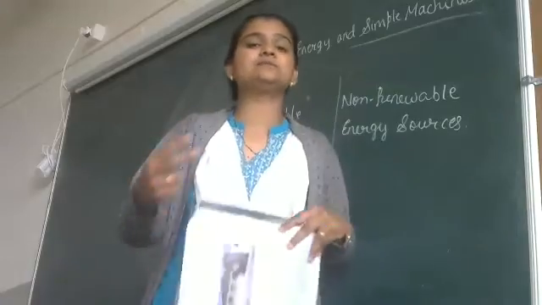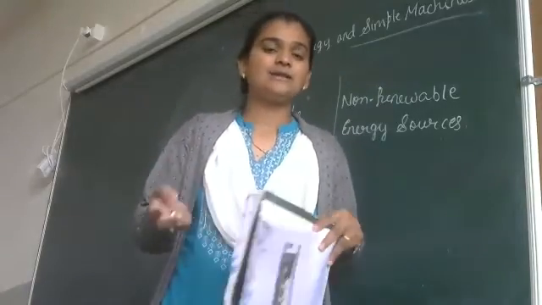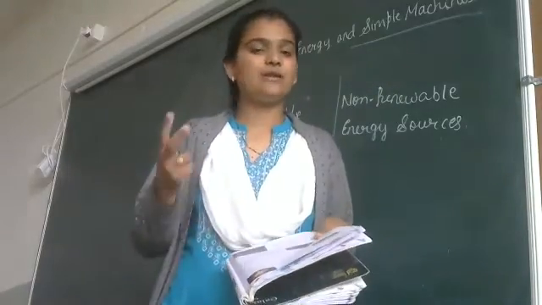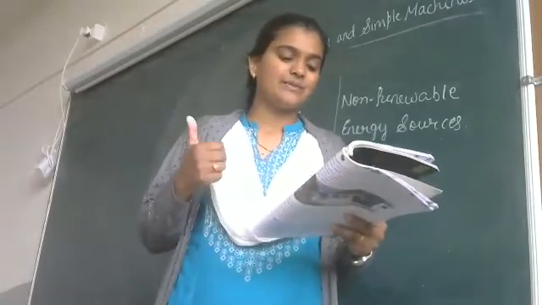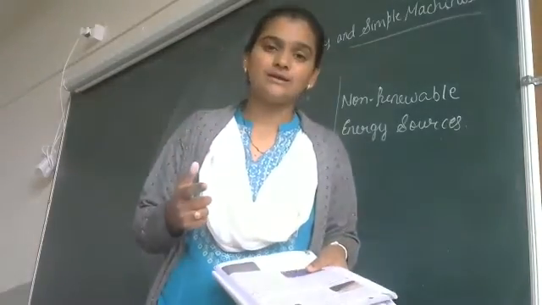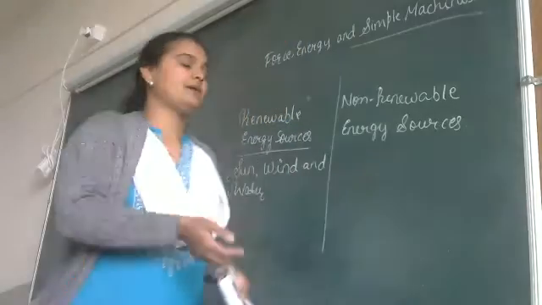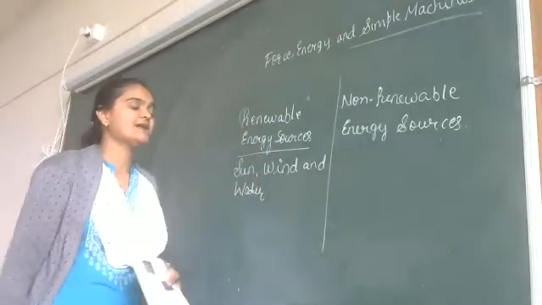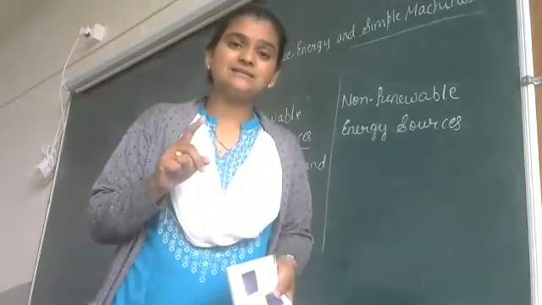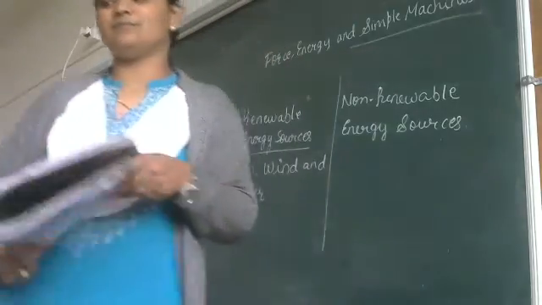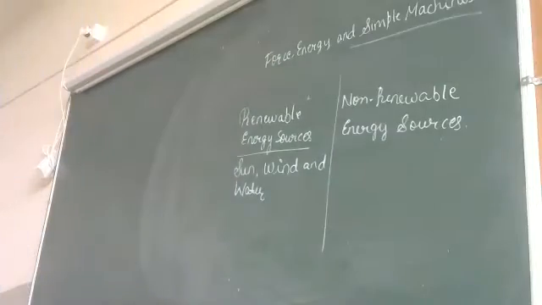Okay, the sun works daily. It will not take a leave. Every morning the sunrise happens. Right? Then the wind, the water, all the things which come under renewable energy sources do not get finished, irrespective of how much ever we use them, right?